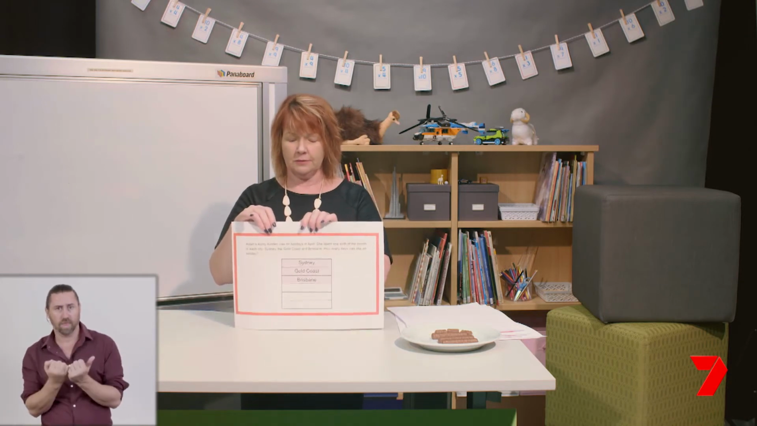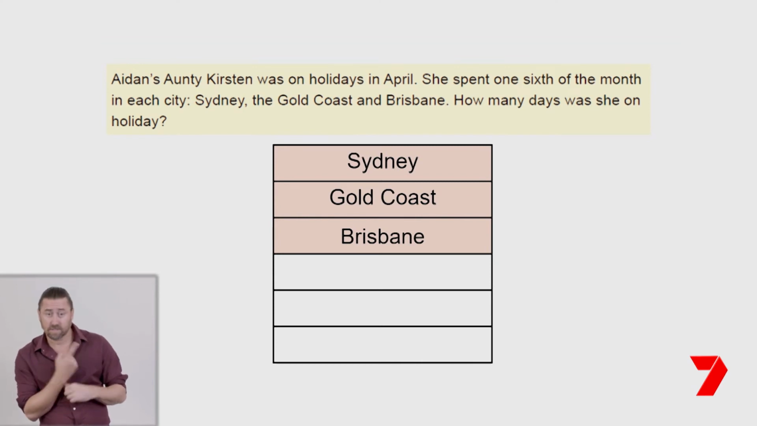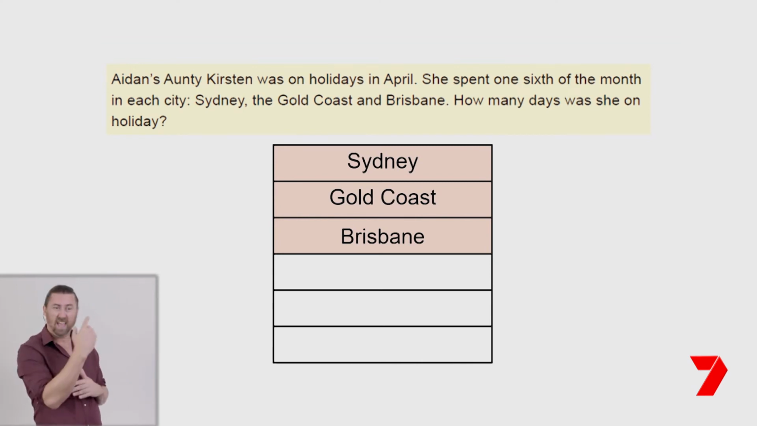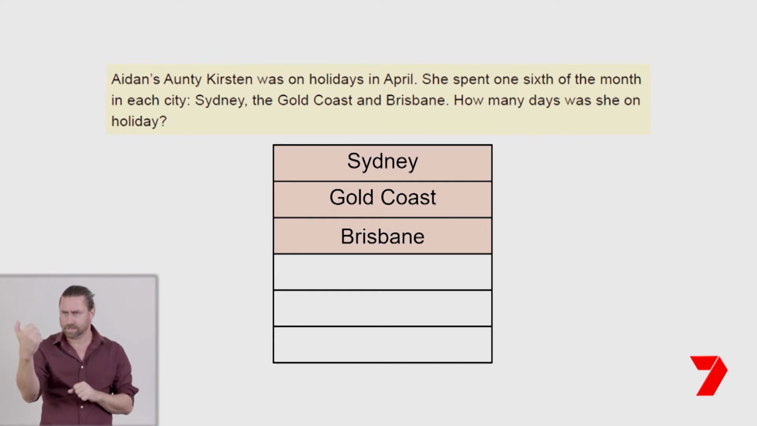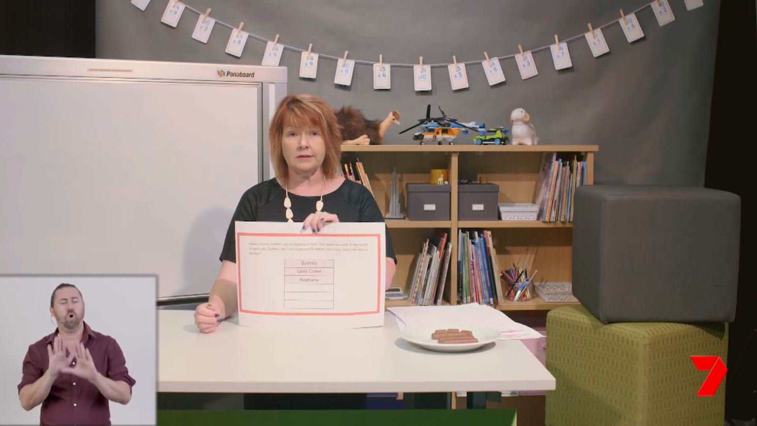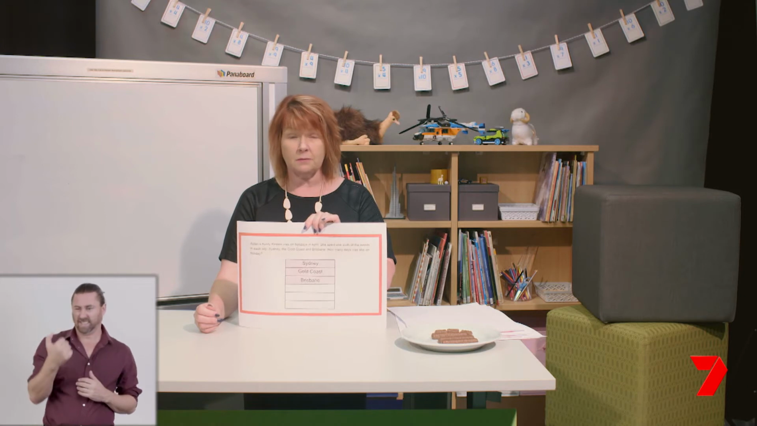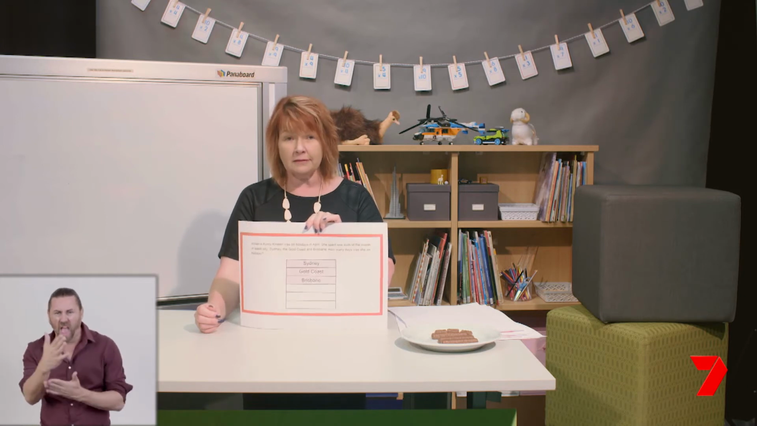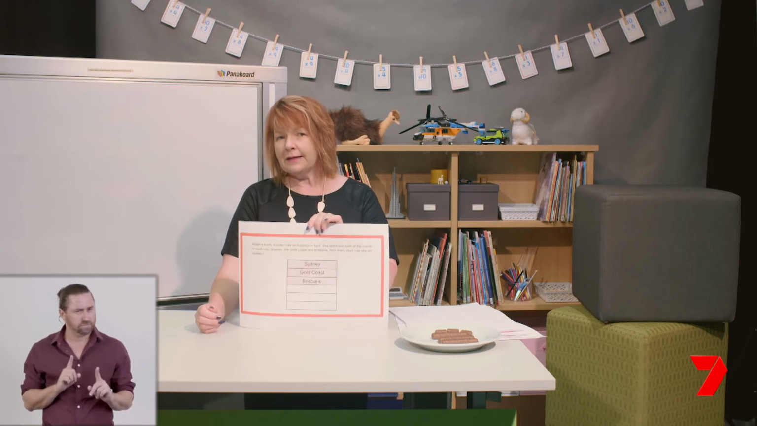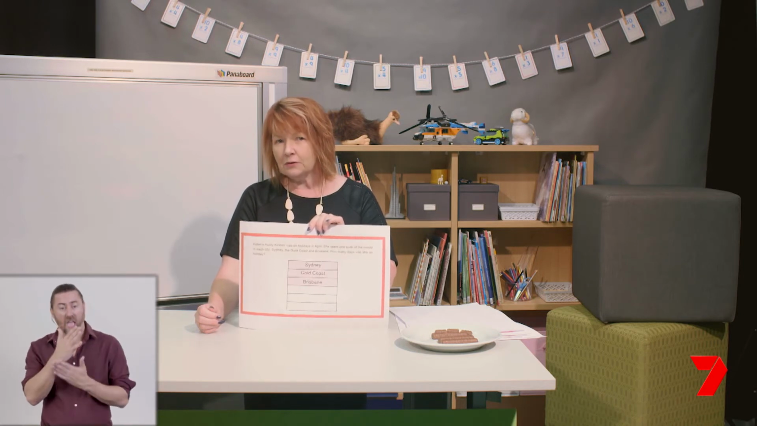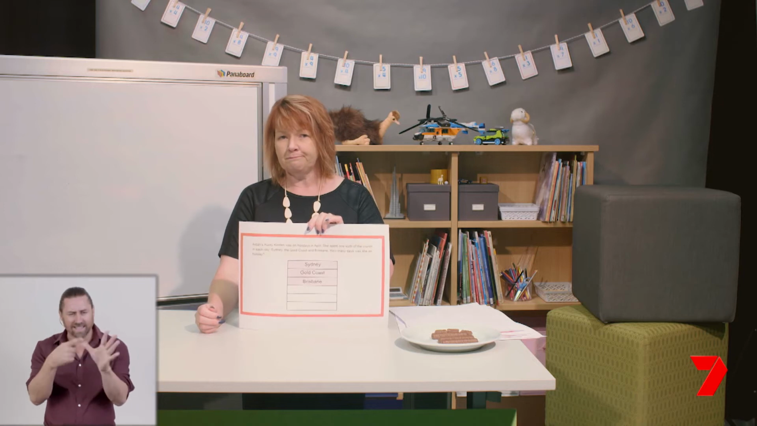Let's have a look here. You'll be able to see it. So I've split April into sixths, and we know that Auntie was on holiday in Sydney for 1/6, Gold Coast for 1/6, and Brisbane for 1/6. So she was on holidays for 3/6 of the month. That's half the month. Isn't she lucky? But the problem asked how many days was she on holiday?